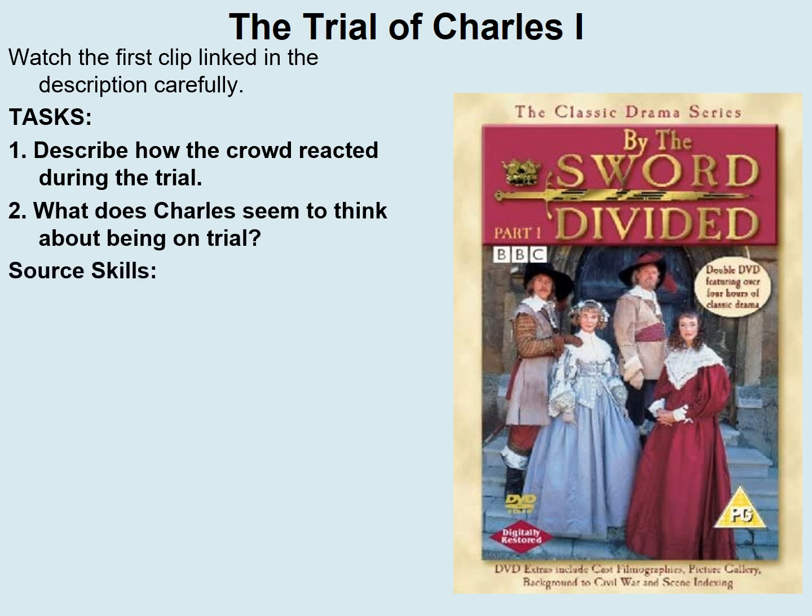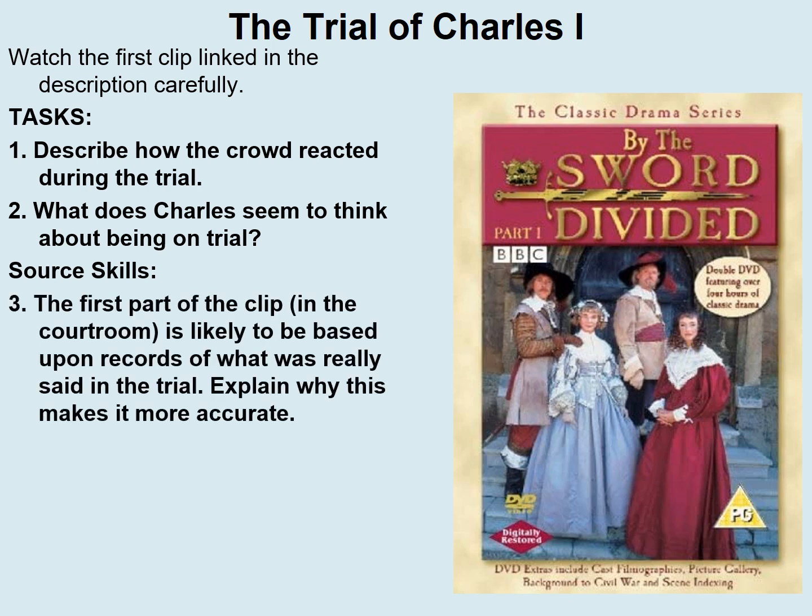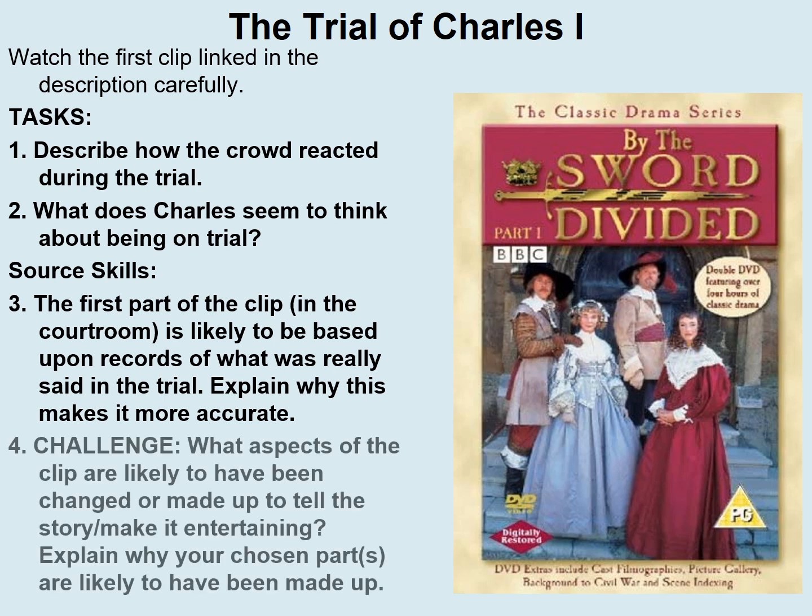And then when you've done that, we're going to consider the video as a source. The first part of the clip, the bit in the courtroom with Charles giving his defence, is likely to be based upon records of what was really said in the trial. I've seen this presented in various ways, and the words are almost exactly the same, so the writers must have got it from somewhere. Explain why this might make this, as a source, more accurate for the historian.